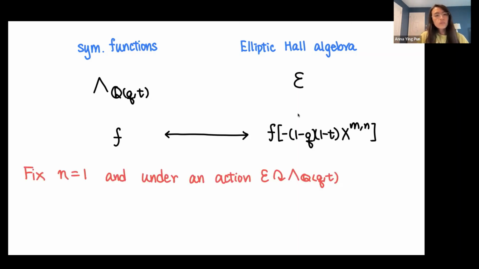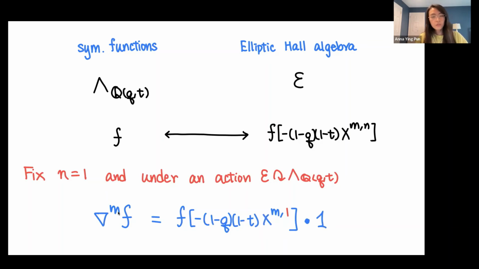If you fix n equals 1, and this universe can act on the symmetric function, the nabla to the power m, so you can apply the nabla m times on a symmetric function, is basically just your image acting on the symmetric function 1. That's very interesting, right? These are purely symmetric function things, and this is the coherent sheaf and elliptic algebra, geometry thing, and they have an action on the symmetric function. You just simply act with this guy on 1, and then you choose your universe such that this n is 1. Then you get the nabla m of f.